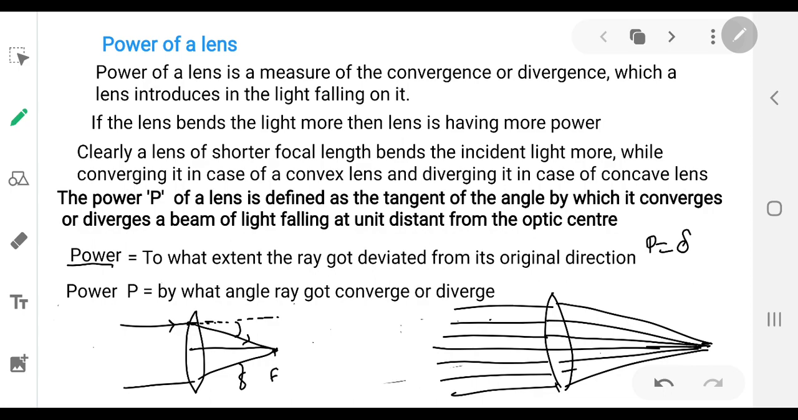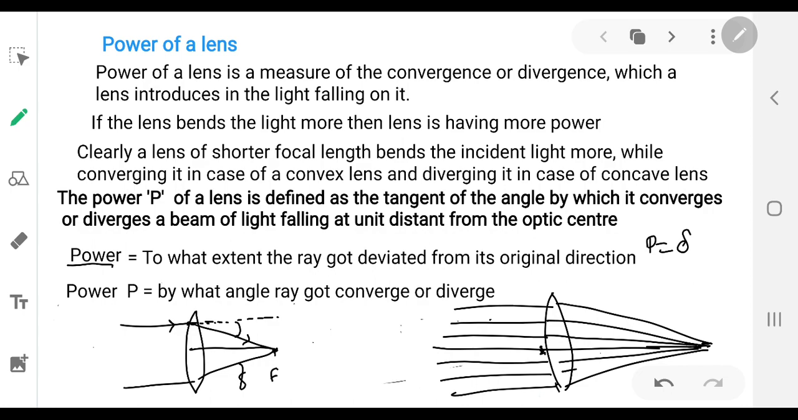Now look at all the rays which are getting refracted through the lens. The rays at the edge of the lens bend more and nearer to the optic center of the lens bend less. So the same lens is introducing different bending effect in the rays throughout the lens.